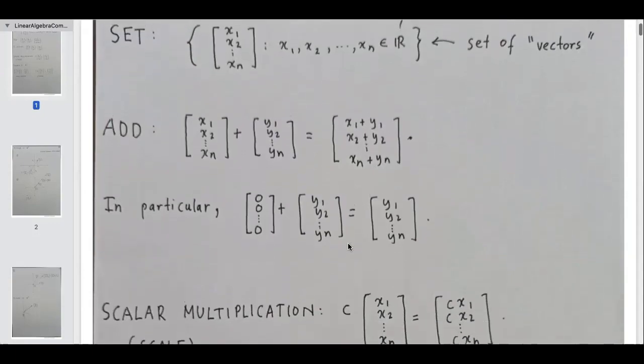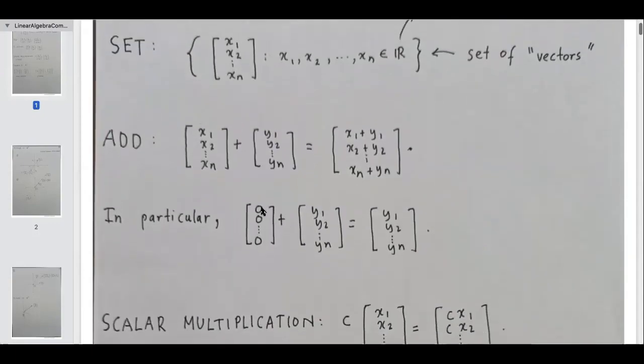addition. In particular, if we look at the all zeros vector, which we also call the zero vector, when we add it to any other vector, we get the vector itself. So 0, 0, 0 plus y1, y2, yn equals y1, y2, yn. So the first thing we can do with this set of vectors is add two vectors.